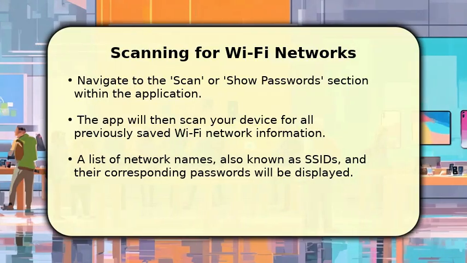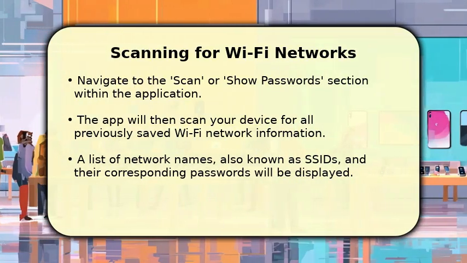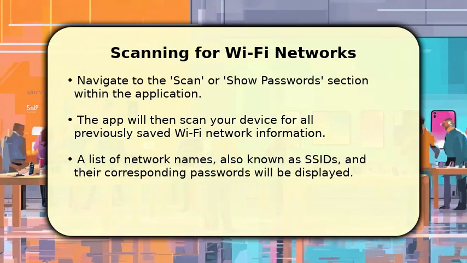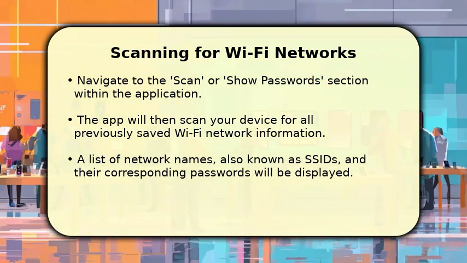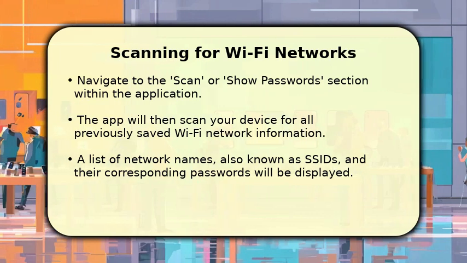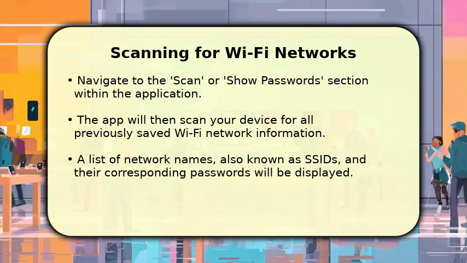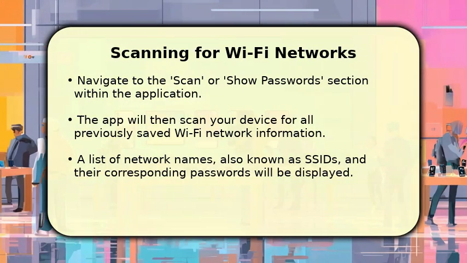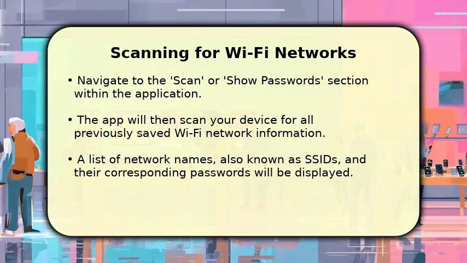Once permissions are granted, locate the Scan or Show Passwords button within the application interface. Tapping this will initiate a quick scan of your device's system for all stored Wi-Fi network configurations. Within approximately 3 to 5 seconds, you should see a comprehensive list populate on your screen.